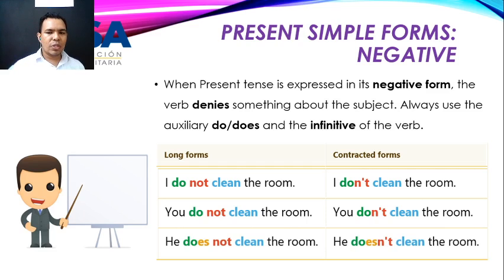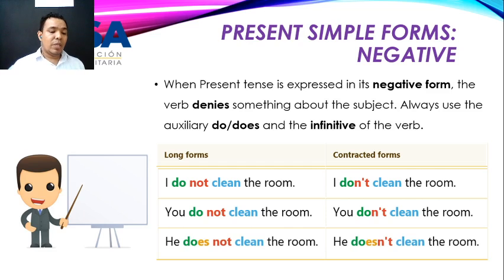For example, I don't clean the room. In the contracted form, we tend to blend or join the auxiliary do and the negative not. And we don't say do not, we say don't. I don't clean the room. You don't clean the room. When we are talking about the third person, the auxiliary changes. So does not. And the contracted form is doesn't. He doesn't clean the room. She doesn't clean the room. My sister doesn't wash the dishes. The dog doesn't eat salchipapa.